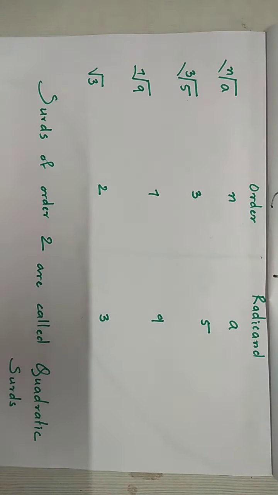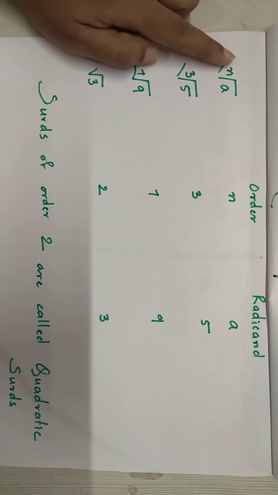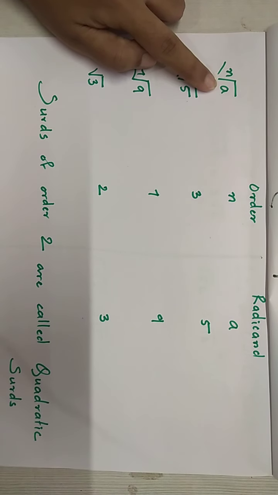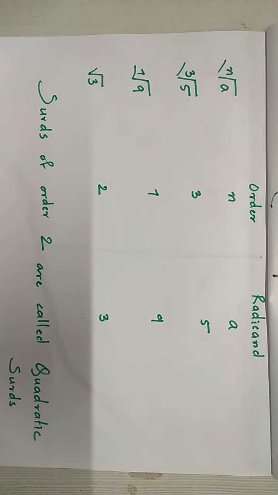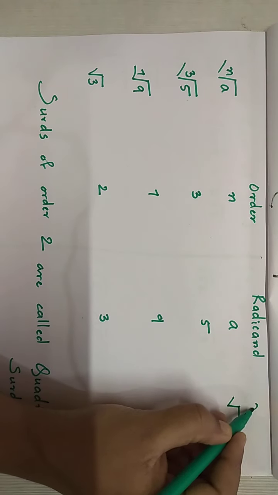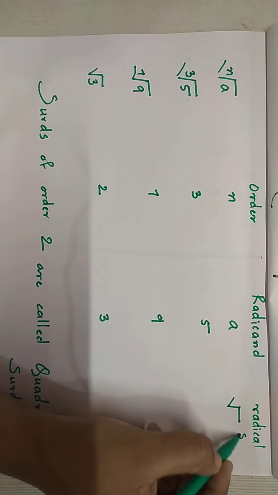Now when you have a surd, what are the terms related to the surd? Say for example, the nth root of a. Here n will be called the order of the surd. a will be called the radicand of the surd. And this root sign is called the radical sign, or you can just say root sign.